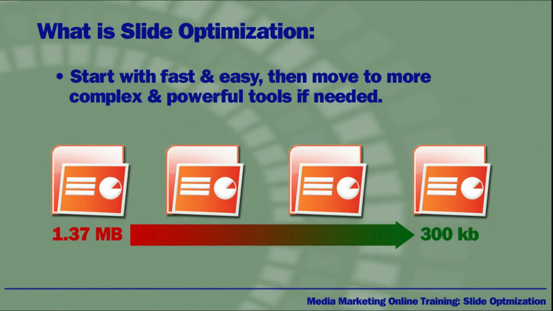The best way to perform optimization on your slides is to start with faster and easier methods first and then move to more complex and powerful methods if you're not achieving the results you're looking for. In the following walkthrough, we'll start with the easiest methods for slide optimization and then move to more involved and third-party solutions.